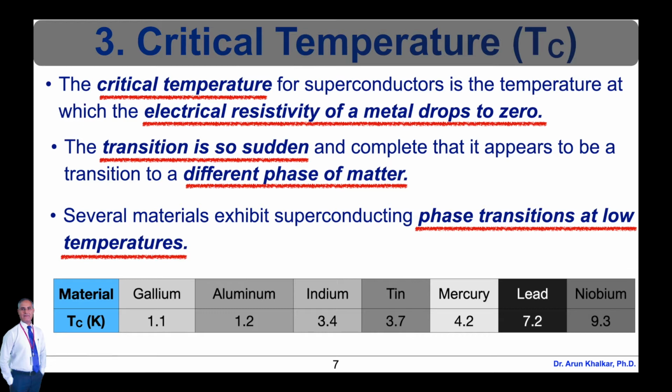This table shows critical temperatures for different materials, which includes gallium 1.1 Kelvin, aluminium 1.2 Kelvin, indium 3.4 Kelvin, tin 3.7 Kelvin, mercury 4.2, lead 7.2, and niobium 9.3 Kelvin are the critical temperatures of the respective materials.